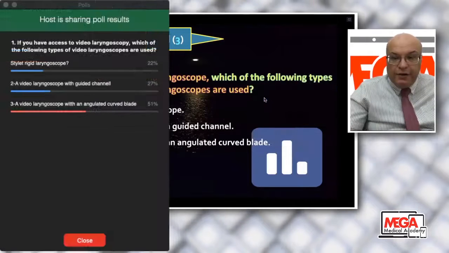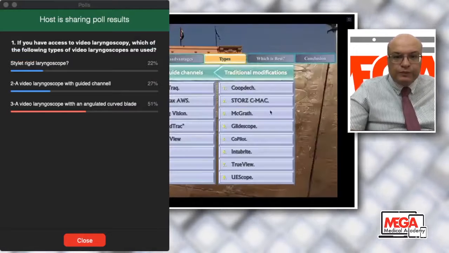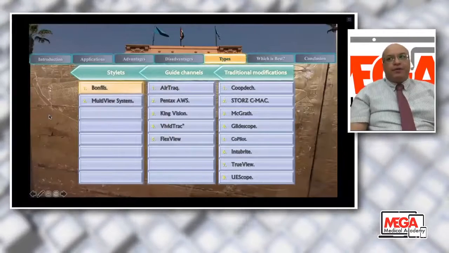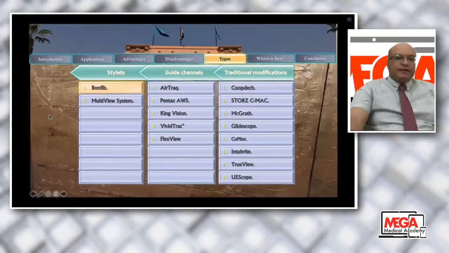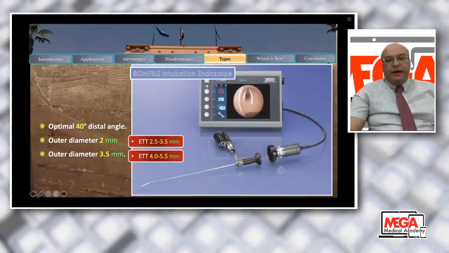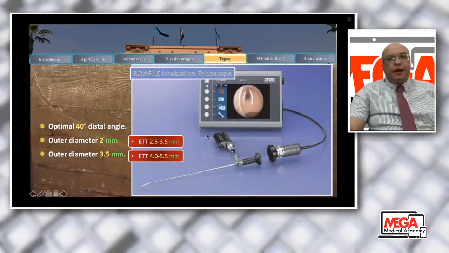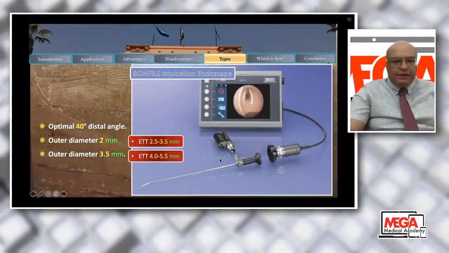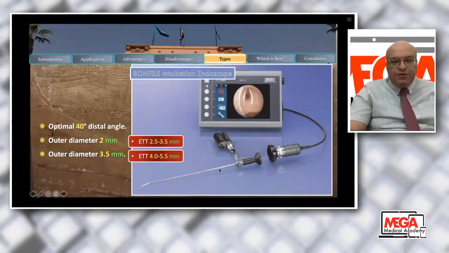And here I'll go to the next slide. We'll start with the stylets. We have two types available in the market, to the best of my knowledge: Bonfils and Multiview system. Bonfils comes from Storz, and they have a portable light source, or you can use any light source from Pentax or even Storz, or even Pentax at your theater. There is an eyepiece here.